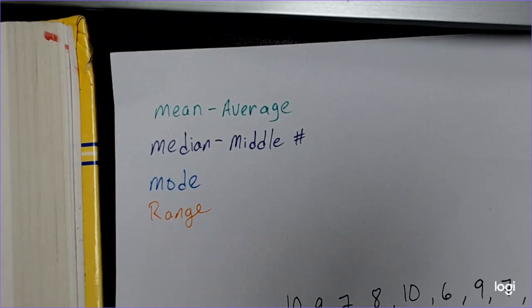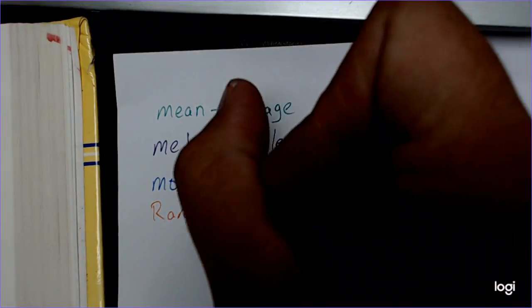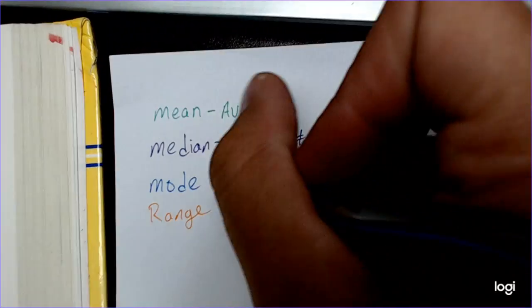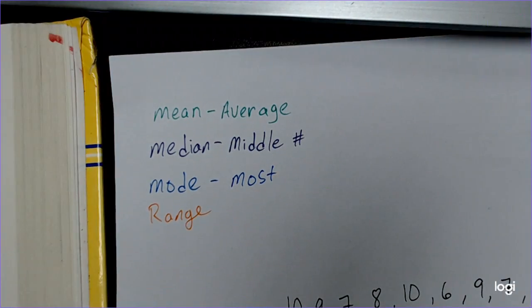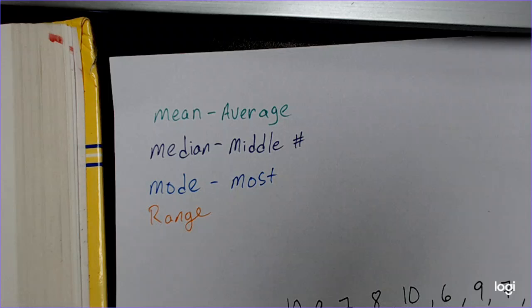Next, we've got the mode. So the mode, you need to think of the most. So whichever number shows up the most. Now mode is interesting because you can have more than one mode. Let's say you have a bunch of numbers and one of those numbers shows up 3 times. All right, and nothing else shows up 3 times. Well, then the mode would be, sorry, not 3. I said that wrong. The mode would be the number that showed up 3 times.